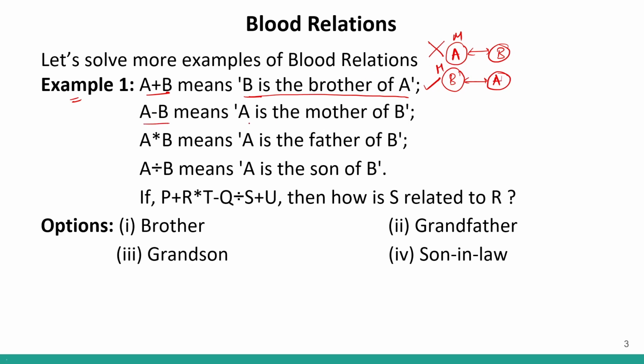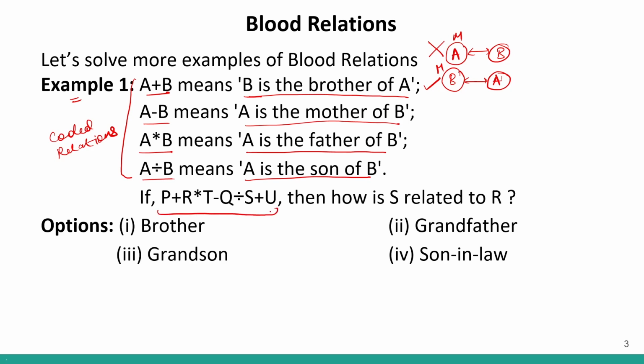A minus B means A is the mother of B. A into B means A is the father of B, and A divided by B means A is the son of B. These are our codes, basically coded relations. And this is the information on which we have to draw the family chart. And this is the question. After drawing the family chart based on the coded relations, we would be able to answer the question. Okay, so let us begin.